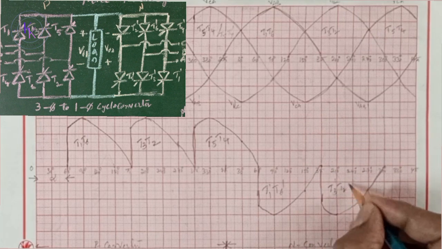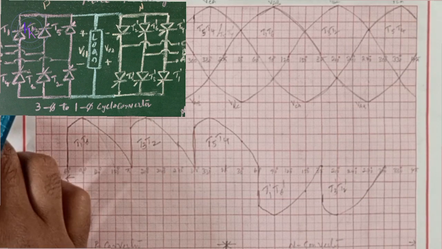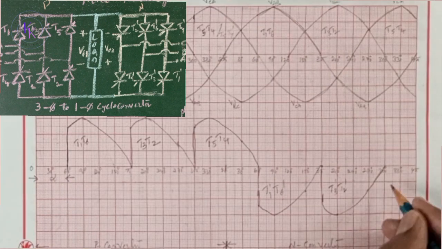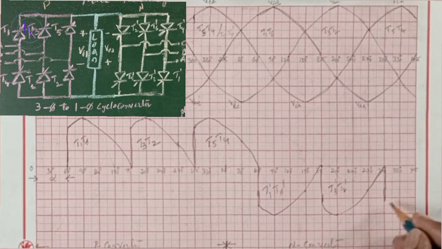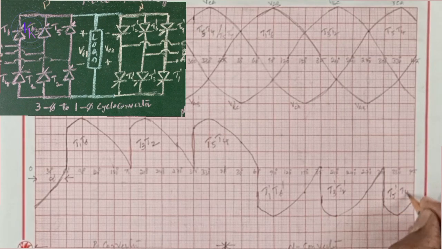T3 dash, T2 dash. VAC is positive. I need to get negative VAC, then T5 dash, T4 dash from the N converter I need to turn on. This is T5 dash and T4 dash.